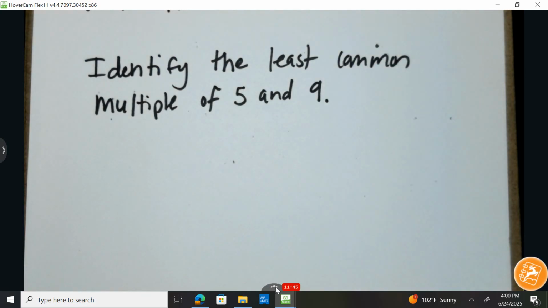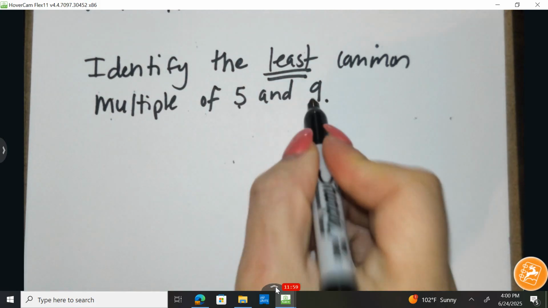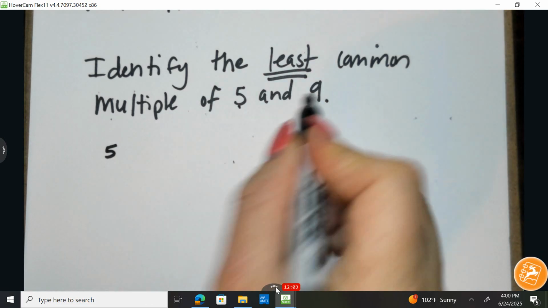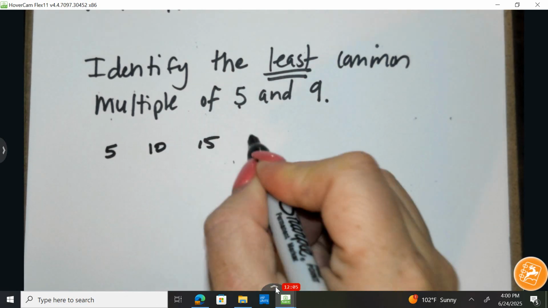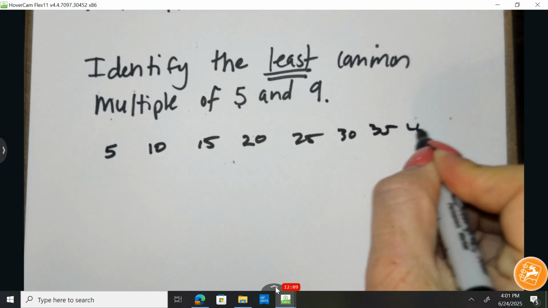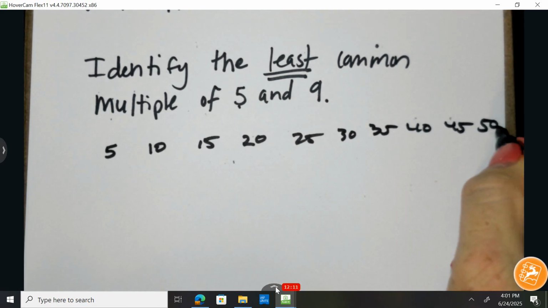The difference between the previous two examples and this particular example is that now they've inserted the word least. So we're still going to identify a common multiple, but it's going to be the first common multiple we see between the list of multiples of 5 and also of 9. So 5, that's not a multiple of 9, 10, 15, 20, 25, 30, 35, 40, 45, 50, and so on.